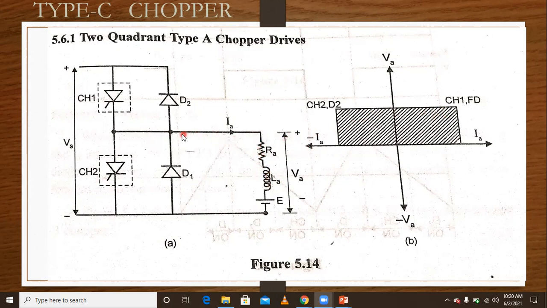IA is negative means the current IA flows from the DC machine to the source, like this. Under regenerative braking mode, the forward braking mode, the current is flowing to the supply, like this. D2 is connected. Then we will discuss them one by one, the forward motoring mode and the forward braking mode. So two regions. First, forward motoring mode. What happens under the forward motoring mode?